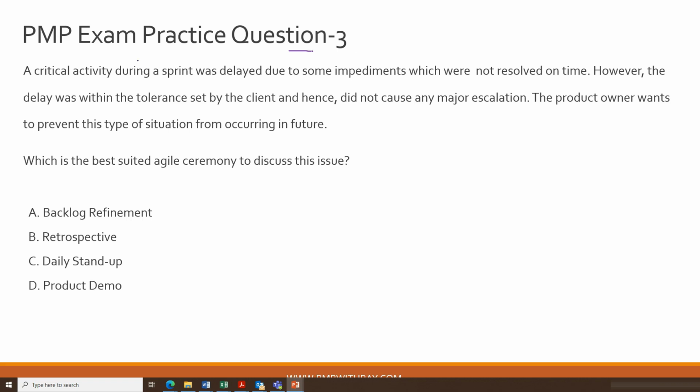Right, so let's start. A critical activity during a sprint was delayed due to some impediments which were not resolved on time. However, the delay was within tolerance set by the client and hence it did not cause any major escalation. The product owner wants to prevent this type of situation from occurring in future. Okay, so this is a very important term which you need to note when you are reading the question in step 1 of the 3-step framework that we have discussed.